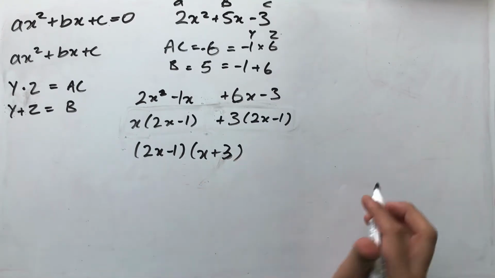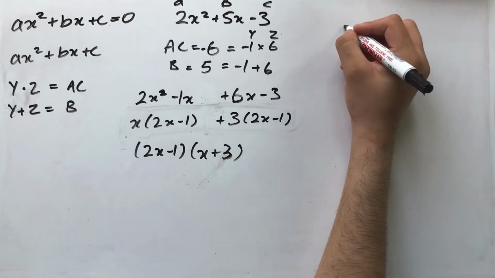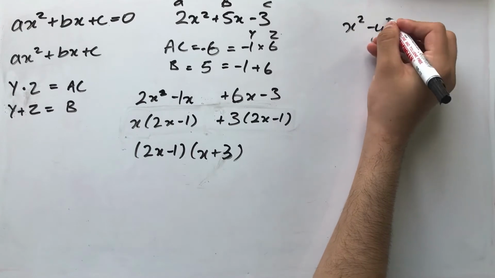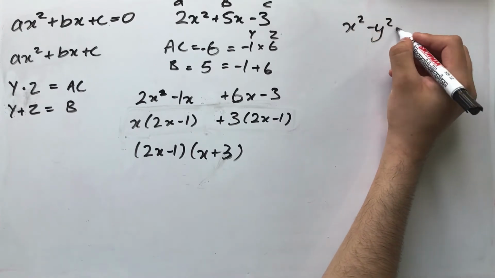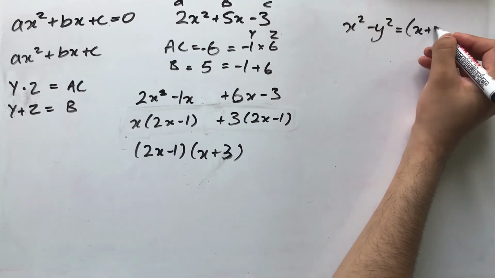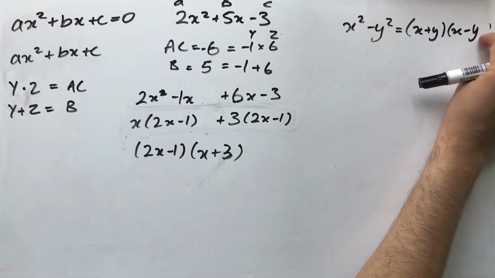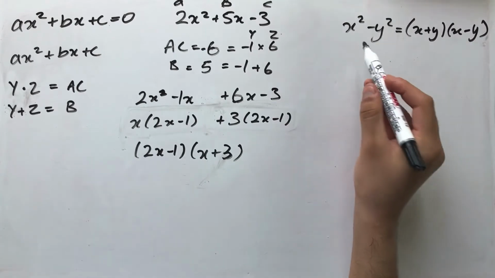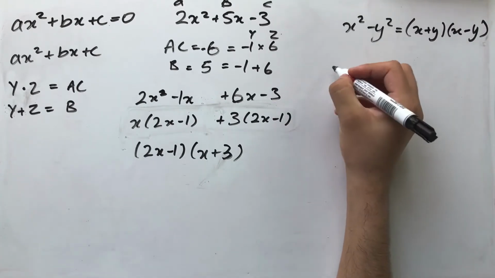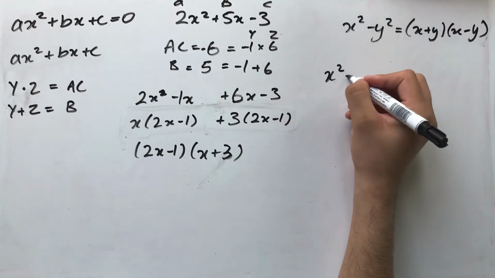Now, one common type of expression that I want you guys to look out for is x squared minus y squared. This always factorizes into x plus y and x minus y. This type of expression is known as the difference between two squares. An example, you can say x squared minus 16.